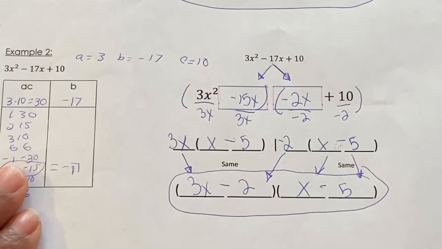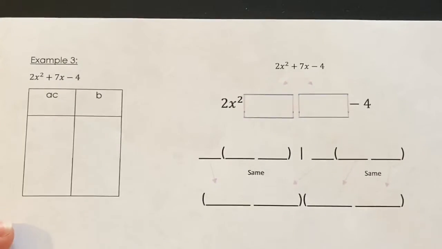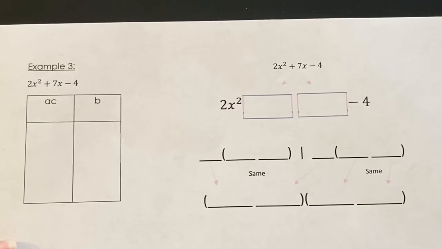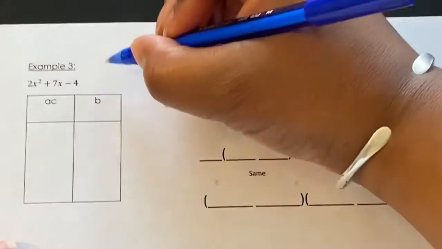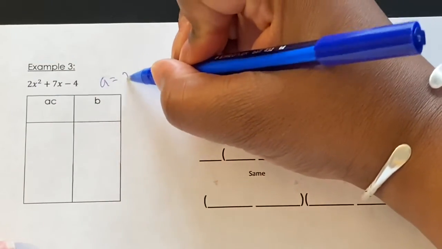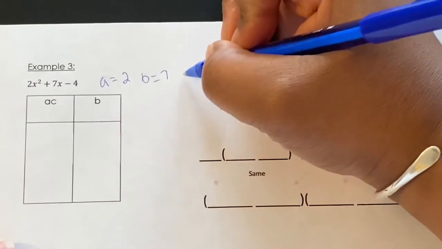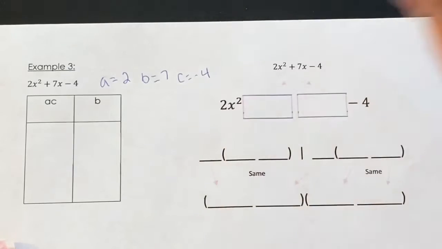All right, let's do it again. Example number 3. I have here 2x squared plus 7x minus 4. Let's identify our A, B, and C. A equals 2, B equals 7, and C equals negative 4.